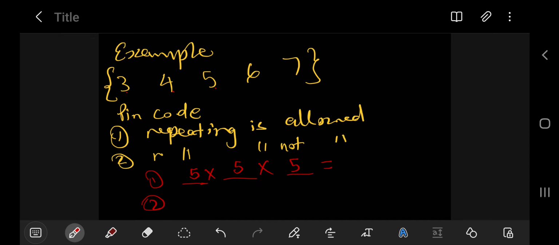And then number 2, if repetition is not allowed, then for the first option you have 5, and for the next option you have 4, because you cannot repeat what you chose in the first entry. And then here you have 3. So yeah, this is how we generate passwords and codes using these fundamental counting principles.